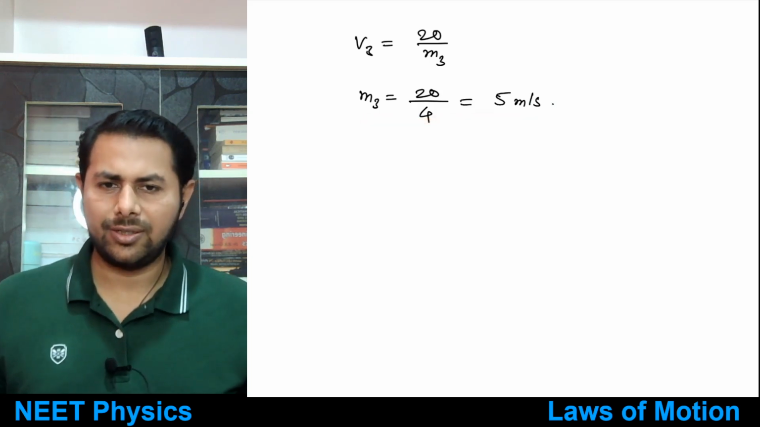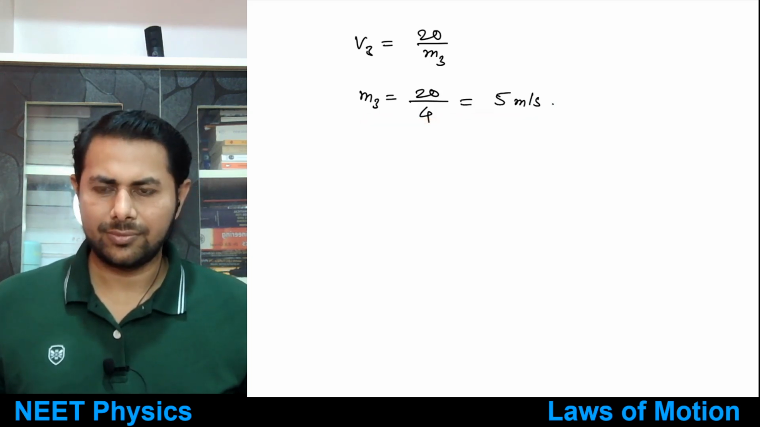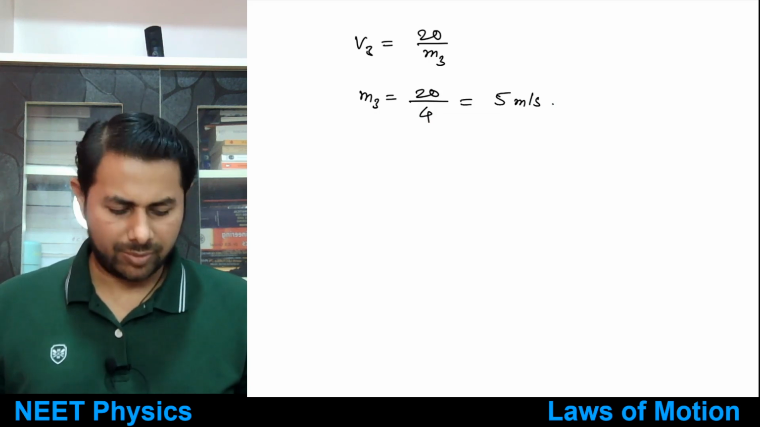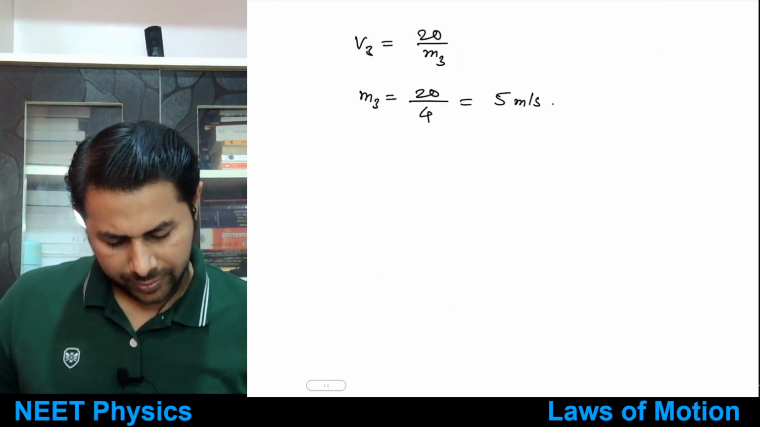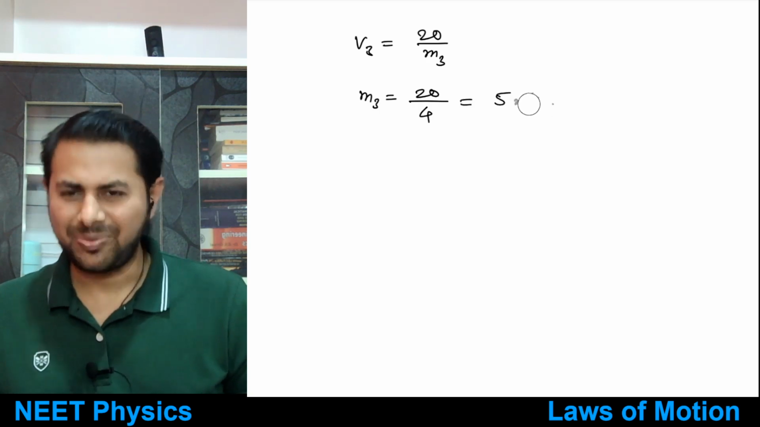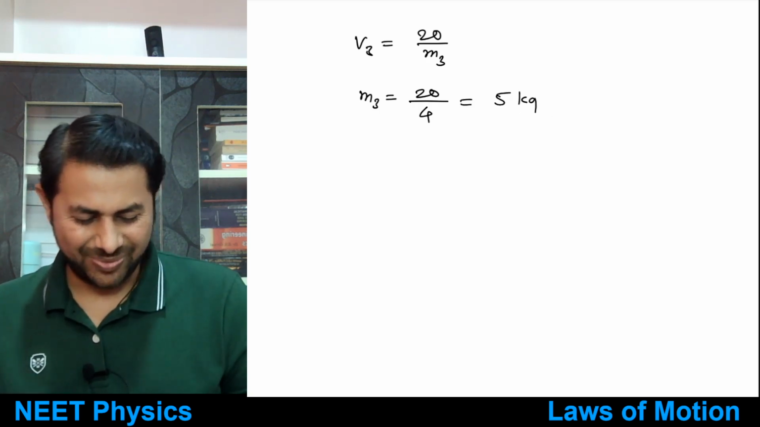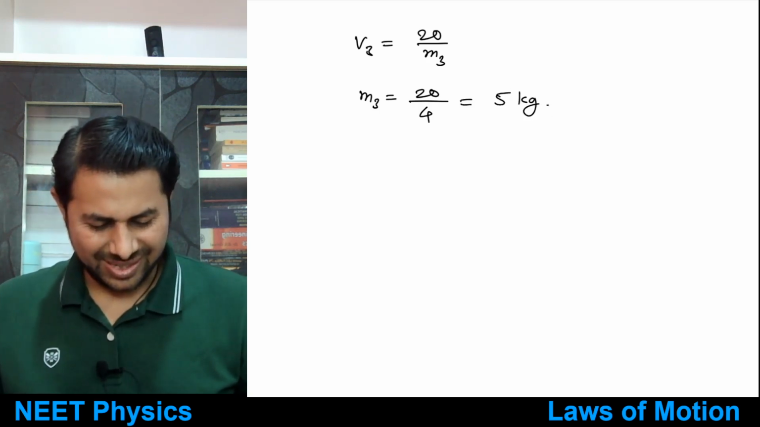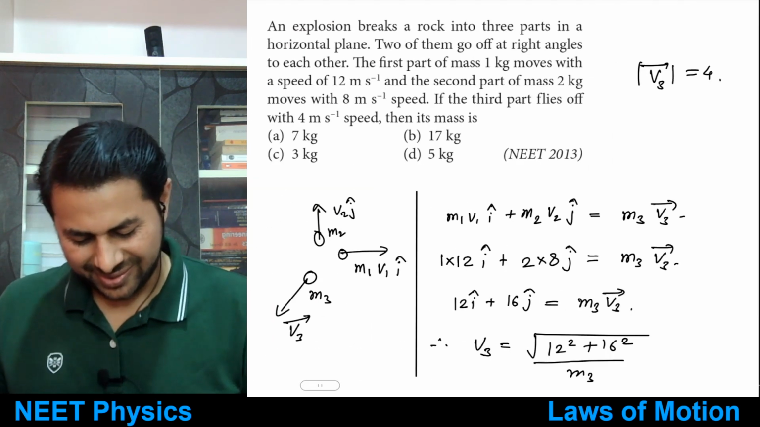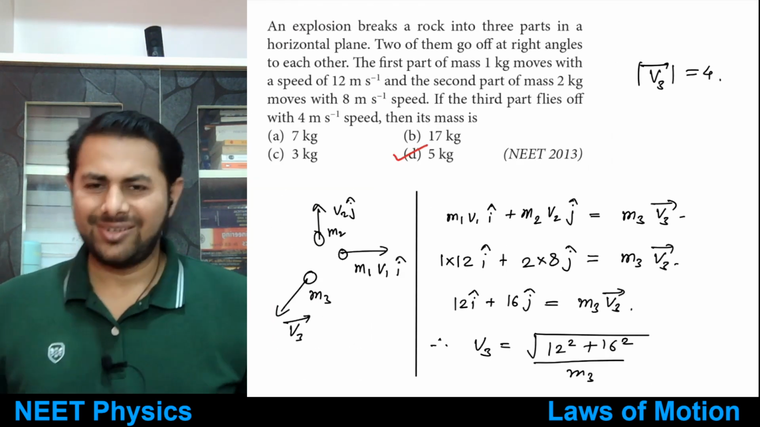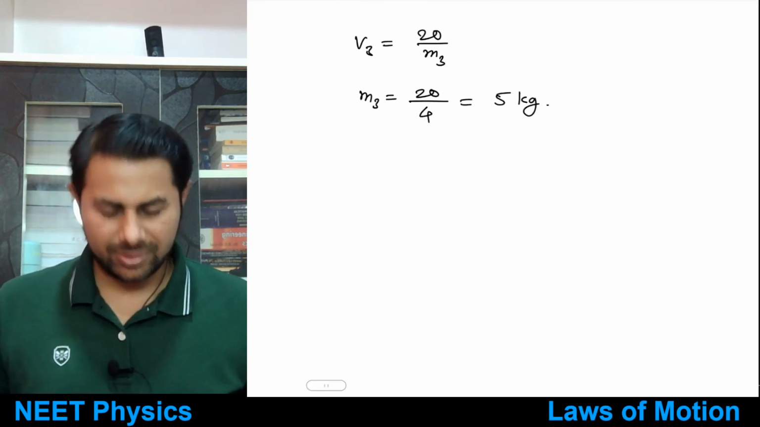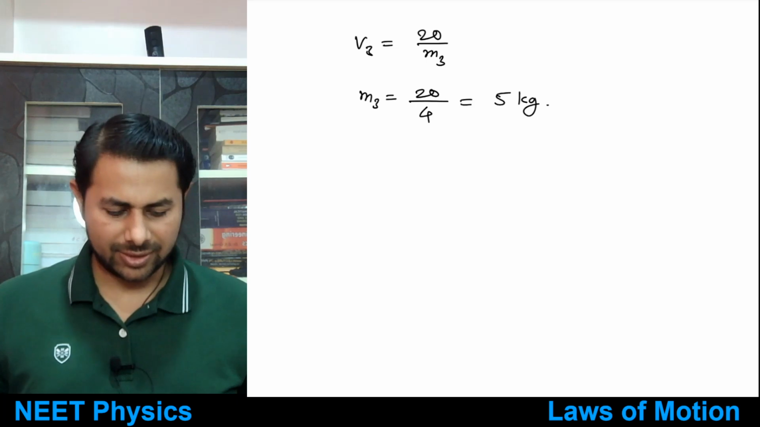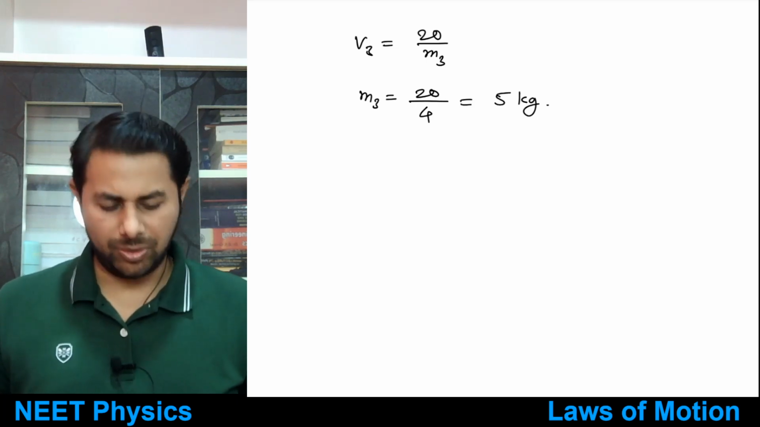Okay, this thing is clear? Yes, no? Okay, so this is a very similar problem, nothing different. Oh, m3 is equal to 5 kg. I wrote 5 meters per second, right? m3 is equal to 5 kgs. Okay, so these are the types of questions that are asked on momentum, conservation of momentum.